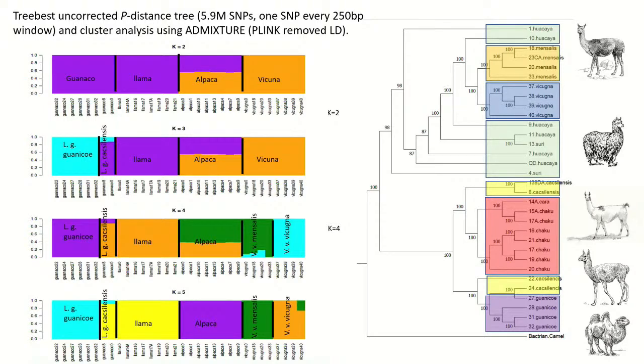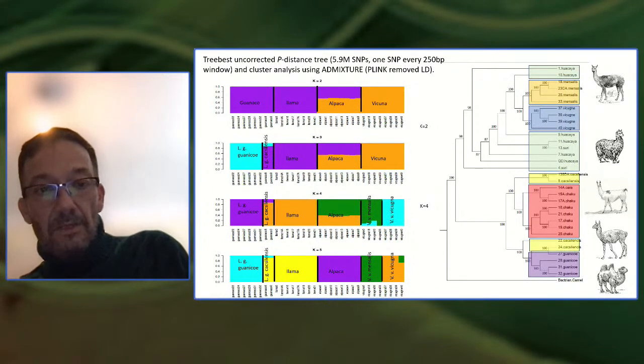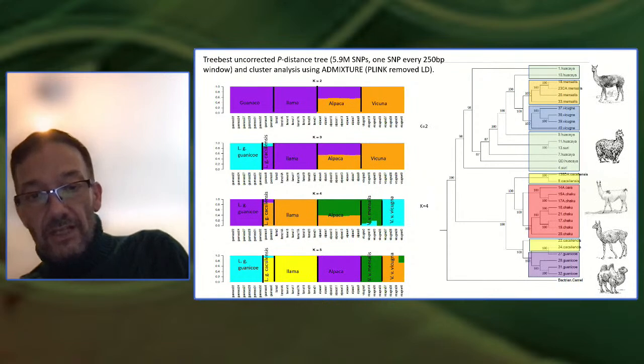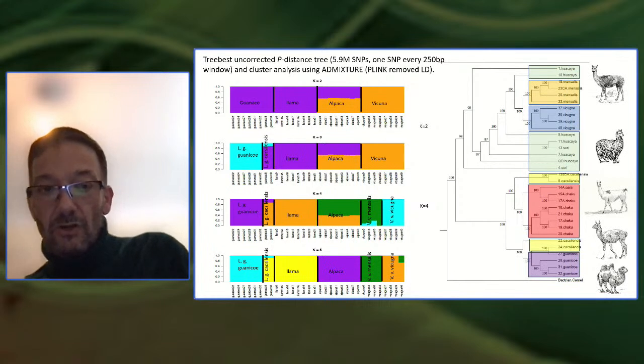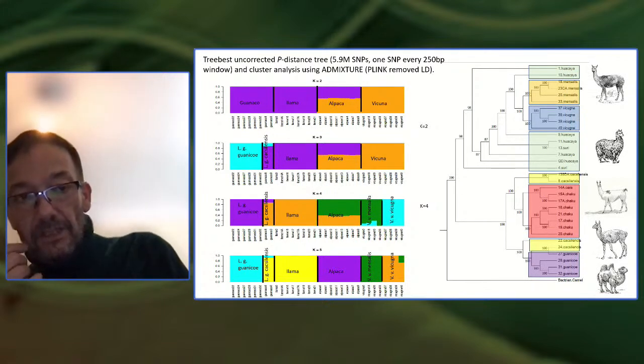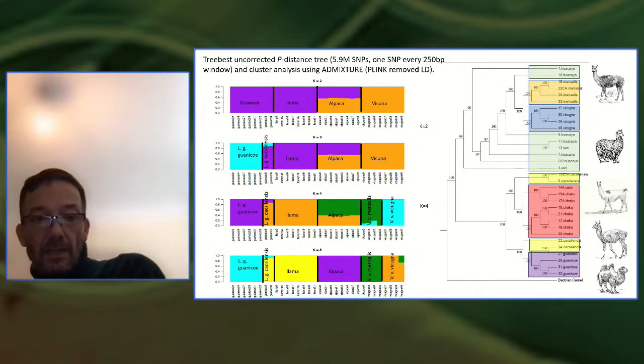What we did was a whole variety of different kinds of admixture testing using ABBA phylogenetic analysis, using local ancestry inference, both with and without the Bactrian camel, and trying to infer the number of admixture events and the genes which had been admixed.